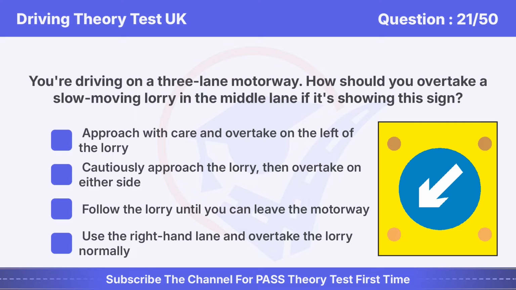Question 21. You're driving on a 3-lane motorway. How should you overtake a slow-moving lorry in the middle lane if it's showing this sign? Option A. Approach with care and overtake on the left of the lorry. B. Cautiously approach the lorry, then overtake on either side. C. Follow the lorry until you can leave the motorway. D. Use the right-hand lane and overtake the lorry normally.